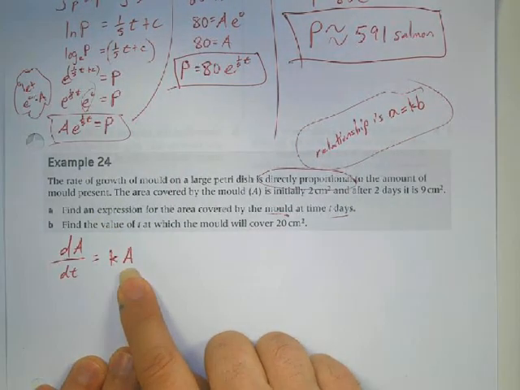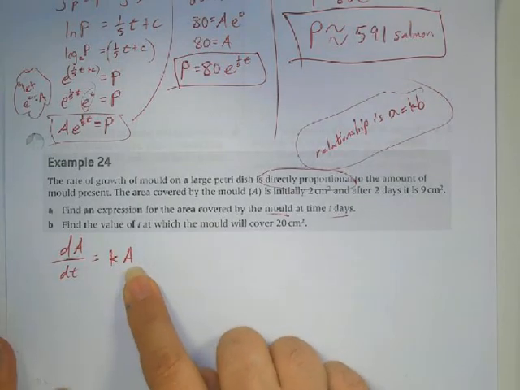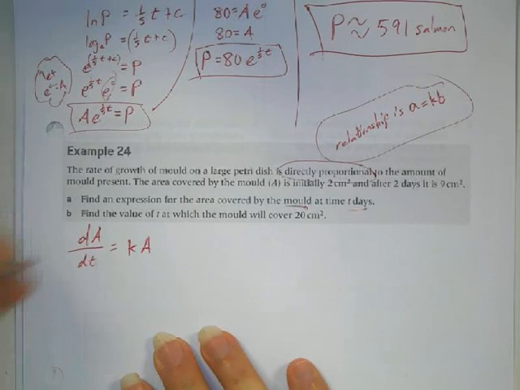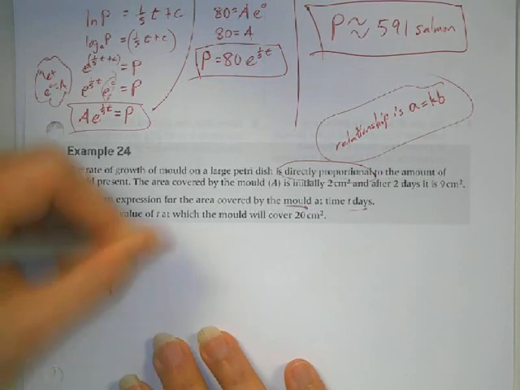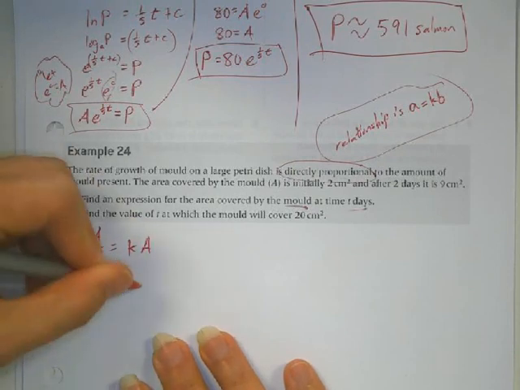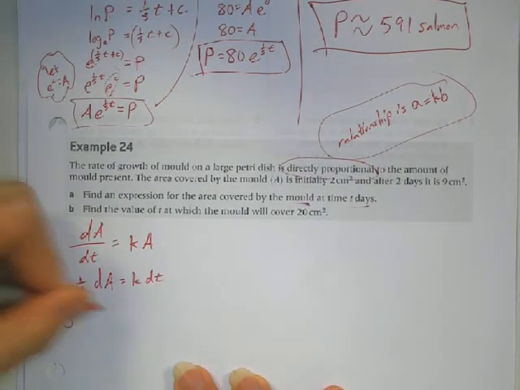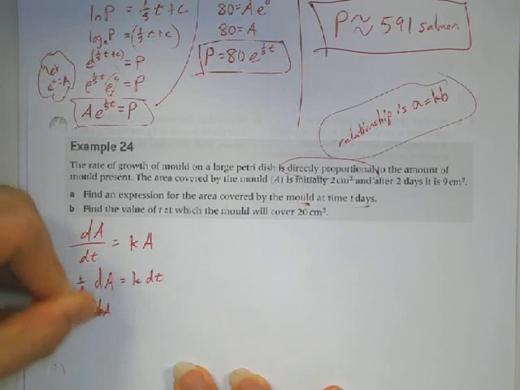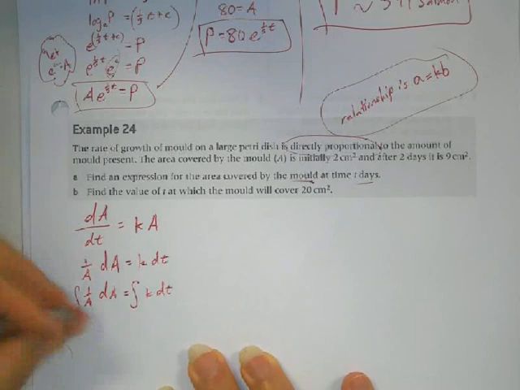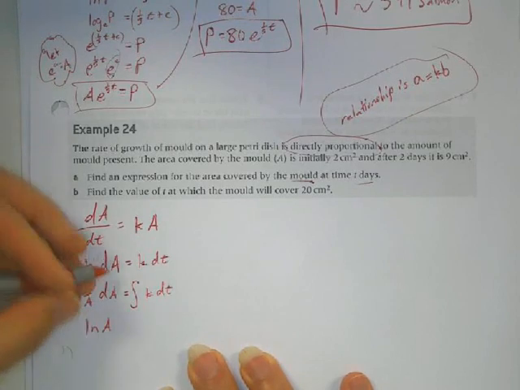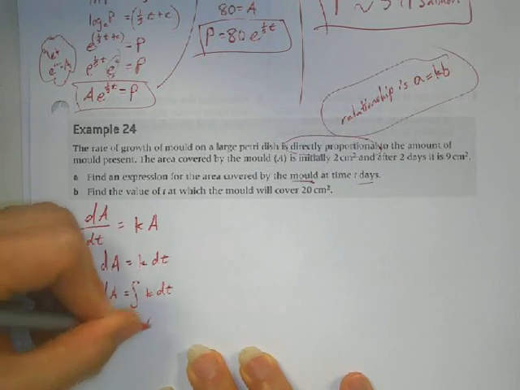since it's area here. Okay, so now we've got our initial equation. We're going to divide both sides by A and multiply both sides by dt. And then take the integral of both sides. And then I get natural log of A equals kt plus c.